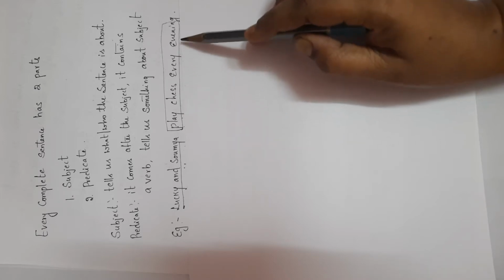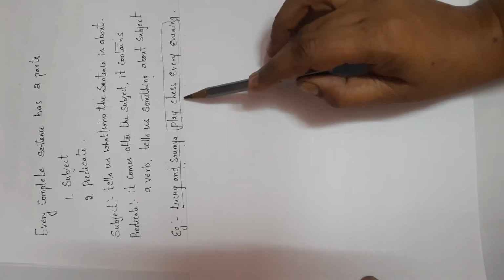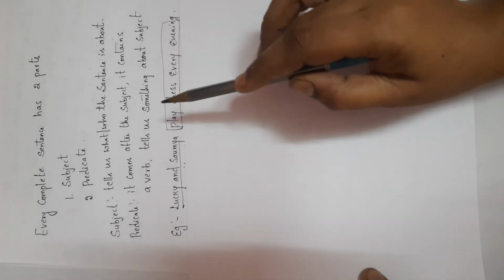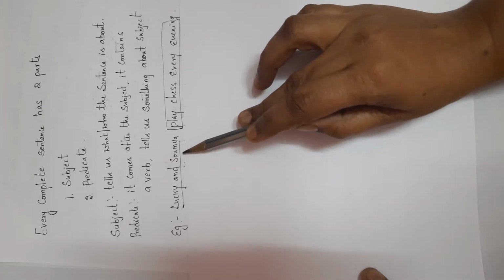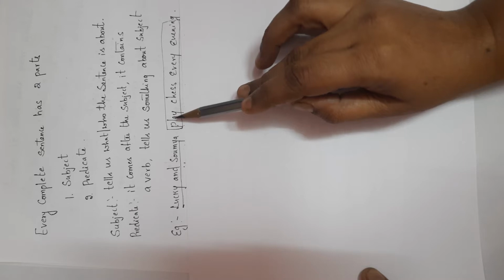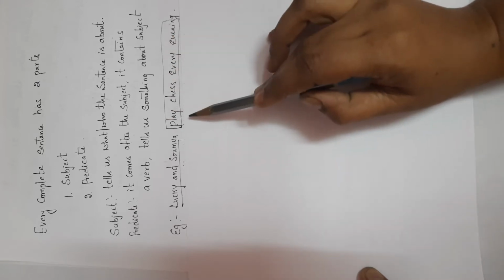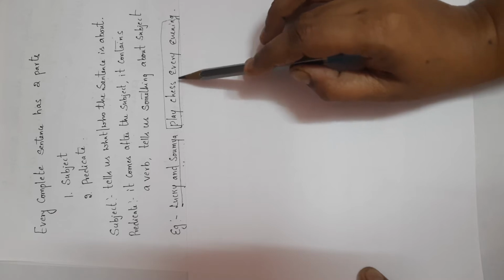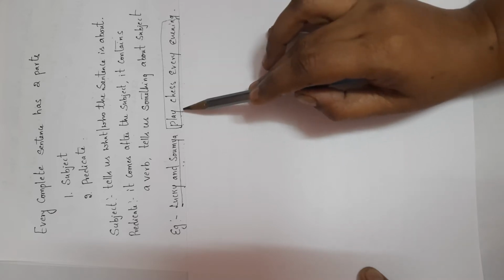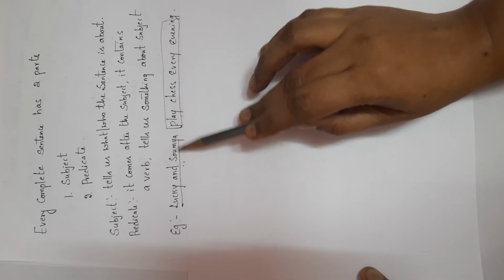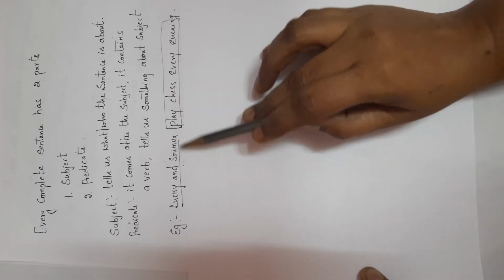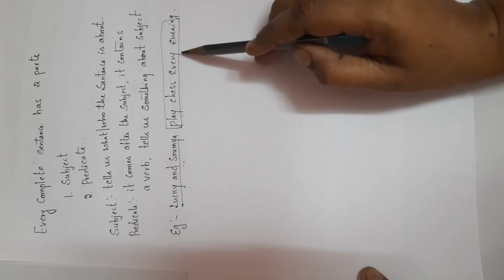For example, here: Lucky and Soumya play chess every evening. It is a sentence and the sentence is about Lucky and Soumya. So Lucky and Soumya is the subject in the sentence. And the remaining part which is after the subject is the predicate in the sentence. The predicate comes after the subject and it contains the verb. What is verb here? Play is the verb. And the predicate tells something about the subject, that Lucky and Soumya play chess every evening.